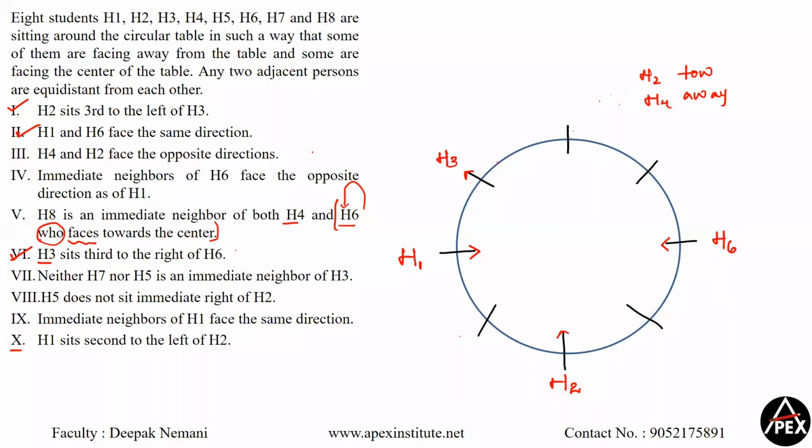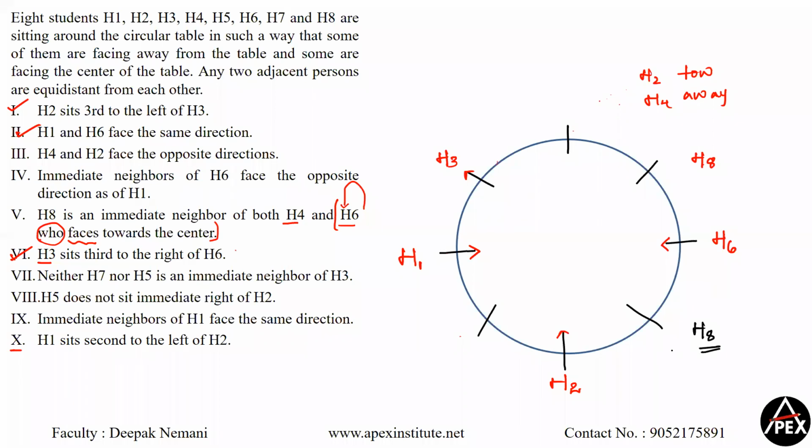Now H8 is an immediate neighbor of both H4 and H6. So H8 should be a neighbor of H6. H8 can be here. This is one possibility, and H8 can be here. This is one more possibility. Now my question is, can we have H8 here?